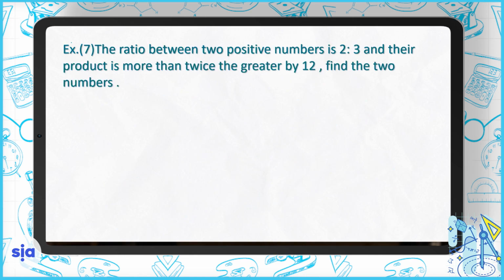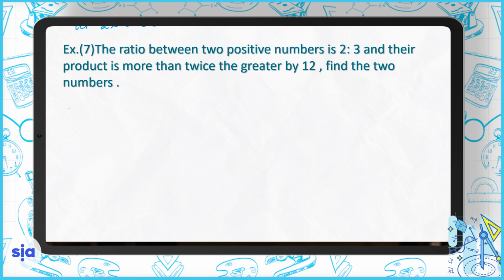Exercise number 7, it's a word problem. The question says, the ratio between two positive numbers is 2 to 3. Once we have it as a ratio, we say let the two numbers be 2x and 3x. And their product is more than twice the greater one by 12.